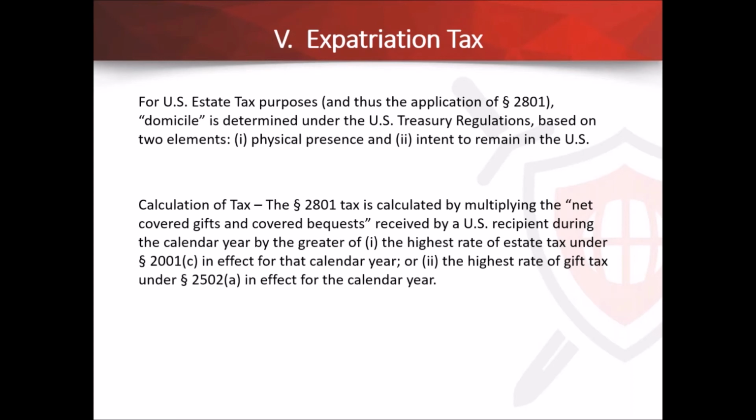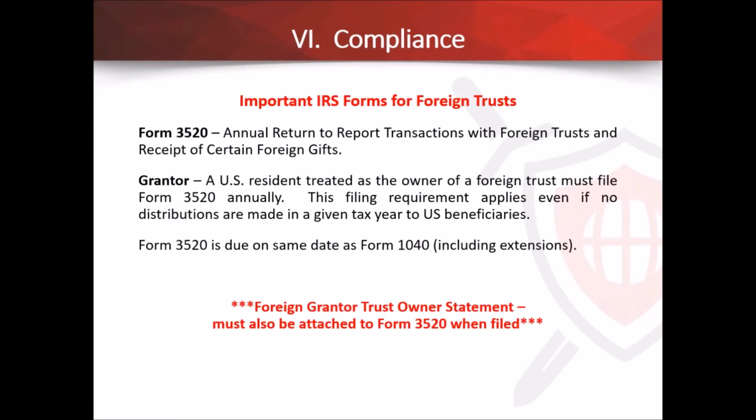Stuff that you're really waiting for: the compliance and the forms that you need to be aware of if you're filing returns. There are a few here that I'll go over briefly. The main one is the Form 3520. If you have a U.S. citizen or resident who creates a foreign trust or is deemed to create one, they have to file this form annually, and it goes along with their 1040 they file each year, and that includes extensions.